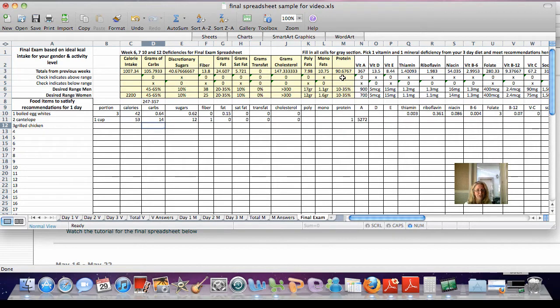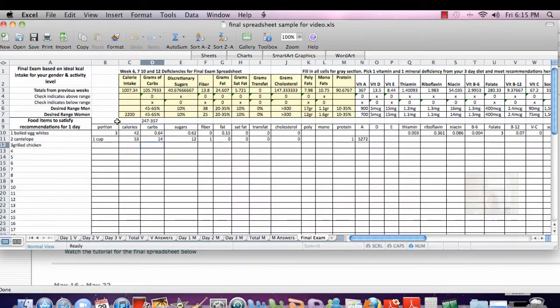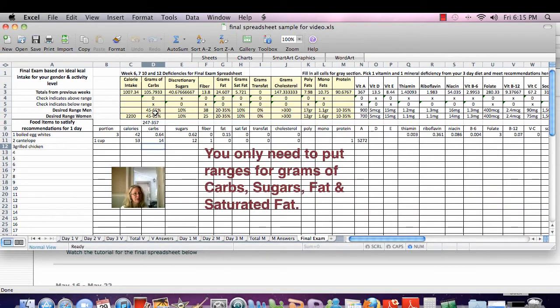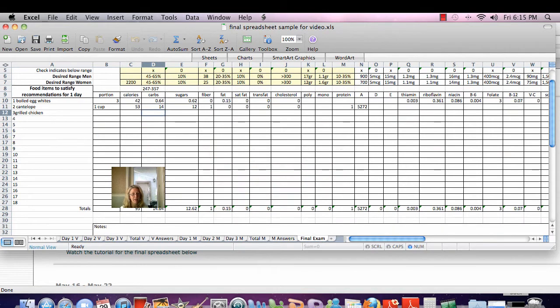And the protein is not done because, as you remember, we did that outside of the spreadsheet. This area right here, I didn't mark it, but this is where you're going to put the range. I need you to convert the percentage of the total you should eat into grams for me here so that I can see at the bottom of your spreadsheet if you were close. You can be within, I don't know, 20 grams below or above, just so that it looks like you're aiming and your effort is there.